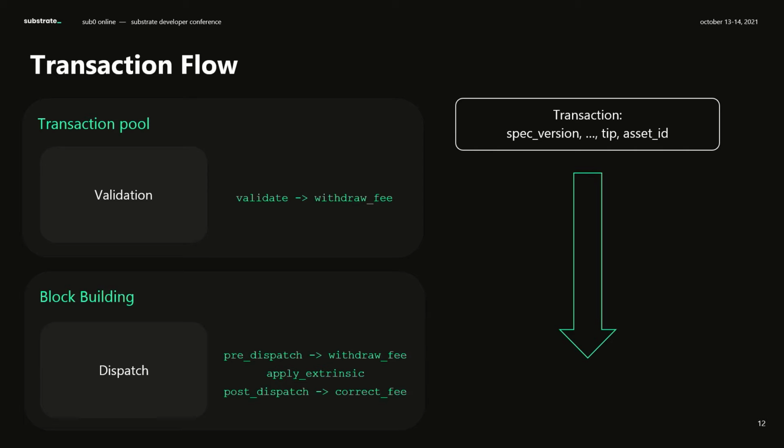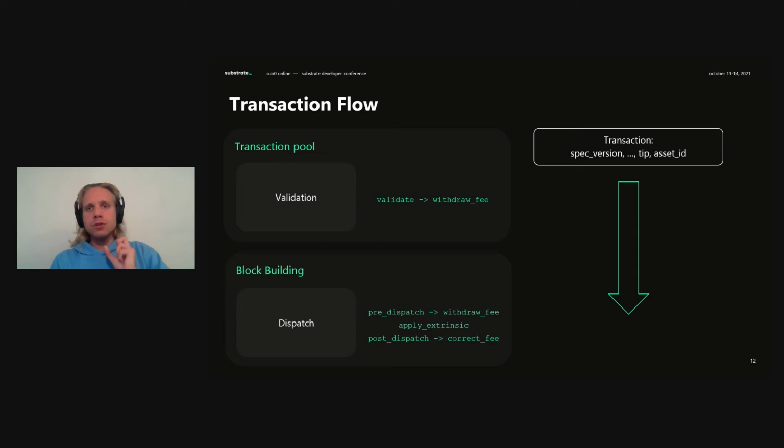There are a bunch of things involved in processing transactions, and I will not go into all of them here, but two key parts are the transaction pool, where a transaction is sent to if you, for example, pass it to a node via RPC. There, the transaction will be validated. In the case of the transaction fees, this actually means that the fee is withdrawn, but not as a check. So it checks whether the fee can be withdrawn.